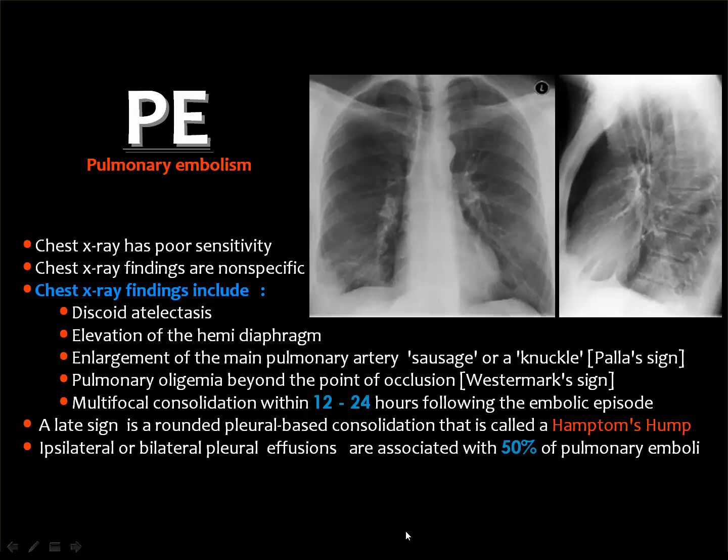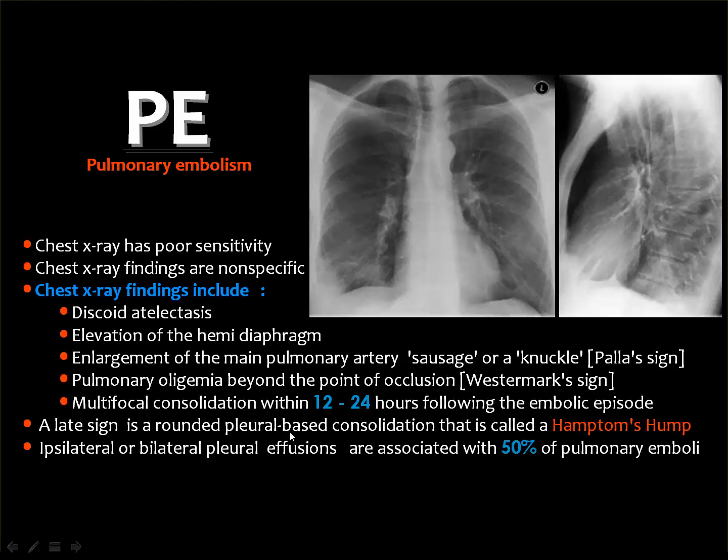Then the sensitivity of the plain X-ray for the diagnosis of pulmonary embolism, as you all know, is very low. All that you can see in the chest X-ray is almost non-specific, including the presence of subsegmental atelectasis, some elevation of the ipsilateral diaphragm, enlargement of the pulmonary artery on the site of embolism, or you may see multiple areas of consolidation due to recurrent embolic episodes.